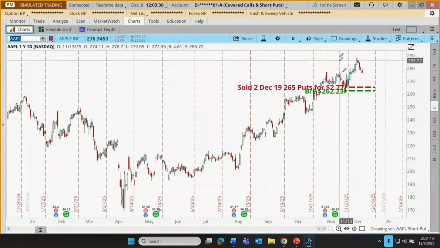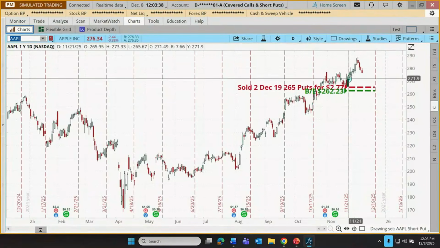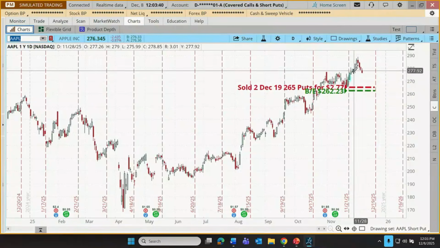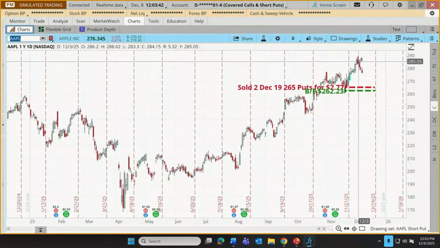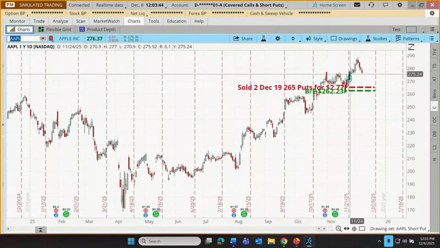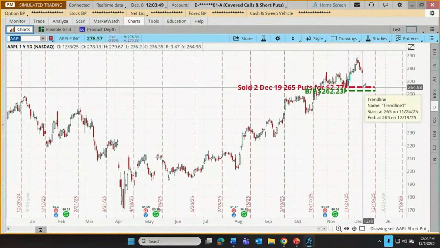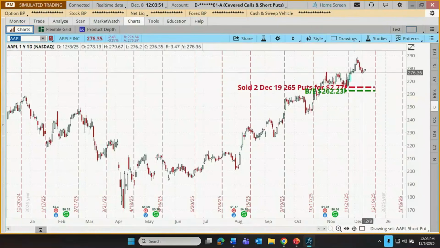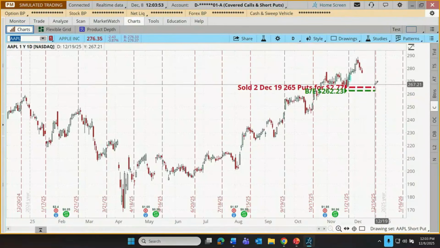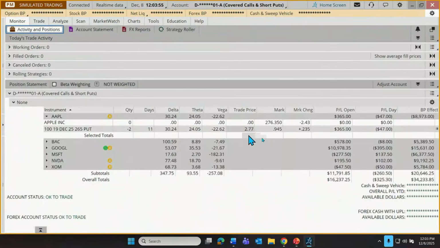Here's what's going on with Apple. Entered those contracts here. The stock ran up, gave us some distance. We've pulled back. We're down pretty close to where we initiated the trade, but still well out of the money. There's the 265 level. We're up about $11 out of the money and working our way toward expiration. So I'm going to let that one continue to work. Sold those contracts for 277.